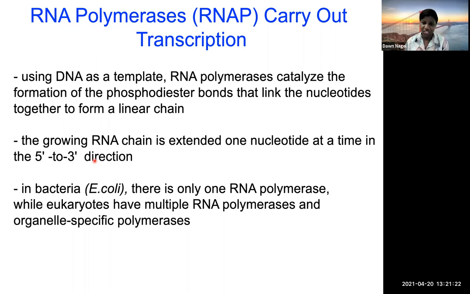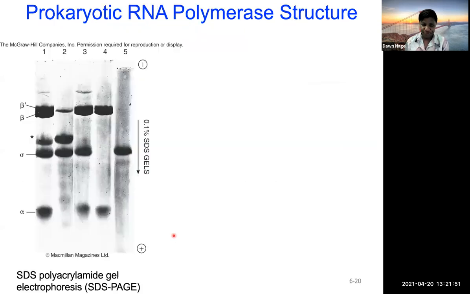That's important, so just keep that in mind and we'll get back to that later on, either in this lecture or the next lecture. In bacteria, there's only one polymerase. There are multiple polymerases, 4 to 5 depending on the organism, in eukaryotes, okay? And also because you have different organelles in eukaryotes, the mitochondrial polymerase is different from the polymerase that transcribes nuclear genes, okay? So different organelles.